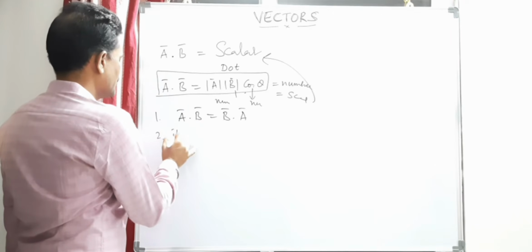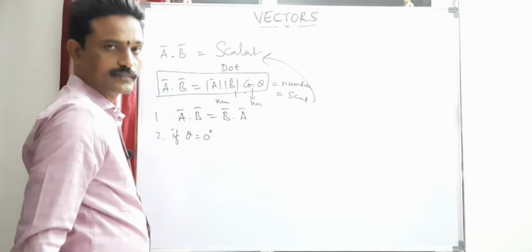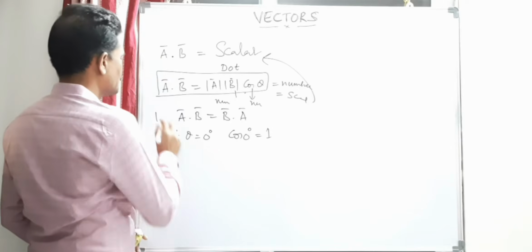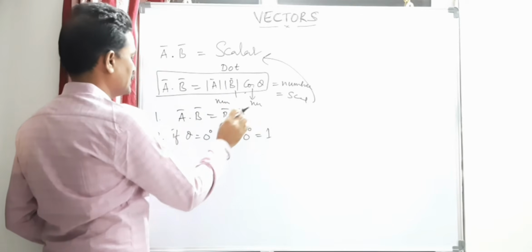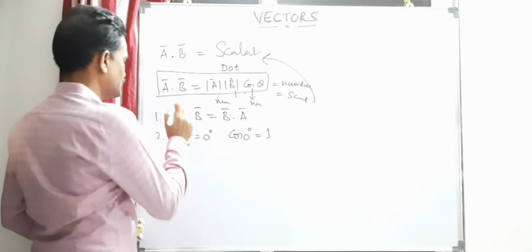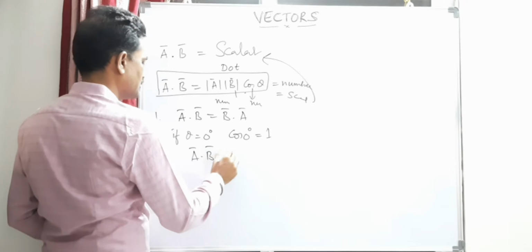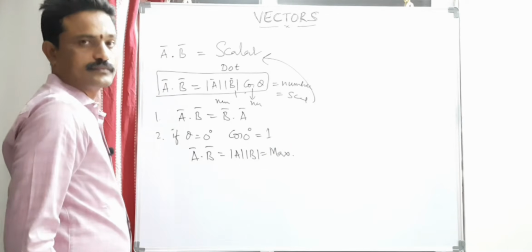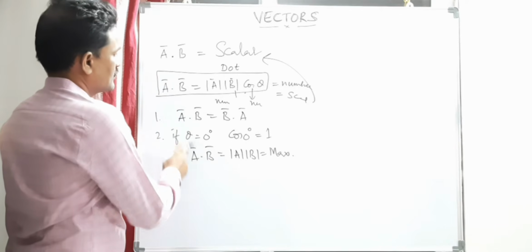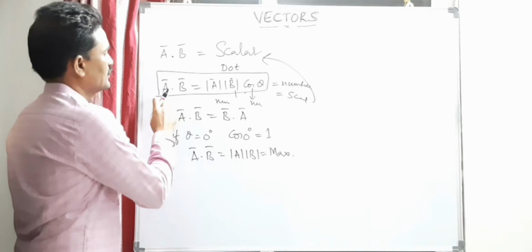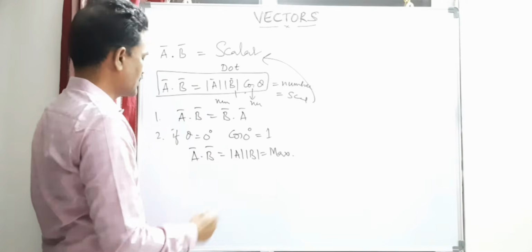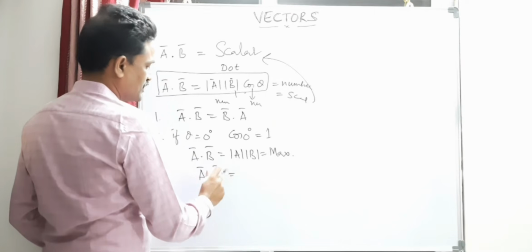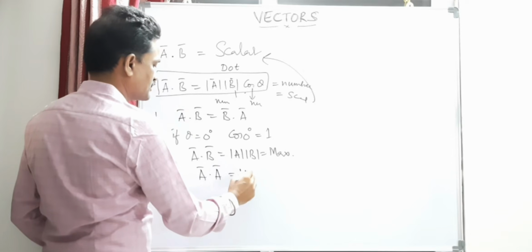Now second one, if theta is equal to 0 degrees, so cos 0 is equal to 1. So the dot product has the maximum value when the angle is 0. See, A dot B is equal to mod A mod B. This is the maximum possible value. Suppose a vector A has a dot product with its own vector A, then I can write vector A dot A, it becomes mod A into mod A, you will get mod A square.